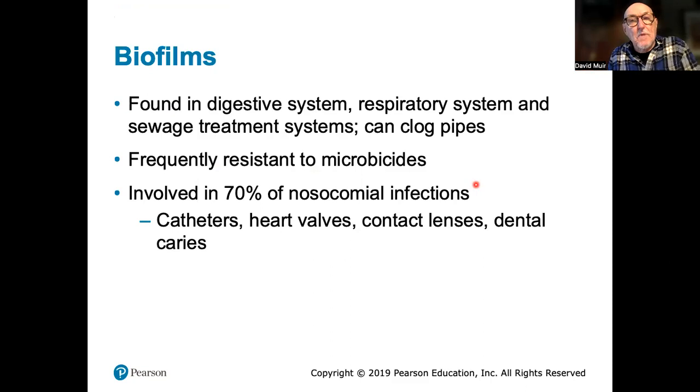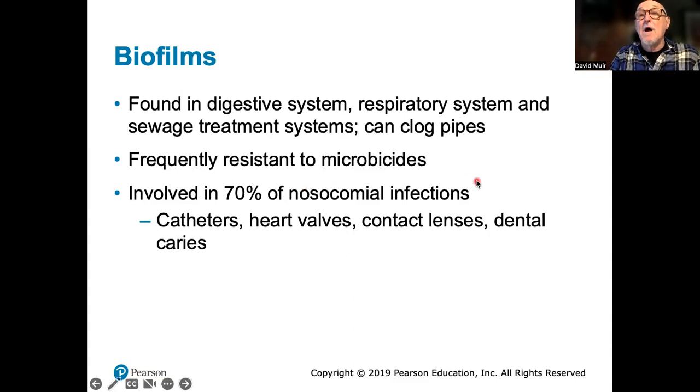In a clinical setting, bacteria can settle on surfaces such as the surfaces of catheters, artificial heart valves, contact lenses. All of these situations may develop very dangerous biofilms. In fact, 70% of nosocomial infections, a nosocomial infection being an infection acquired in a hospital or healthcare setting, are associated with biofilms present on medical equipment. So this is very, very significant.